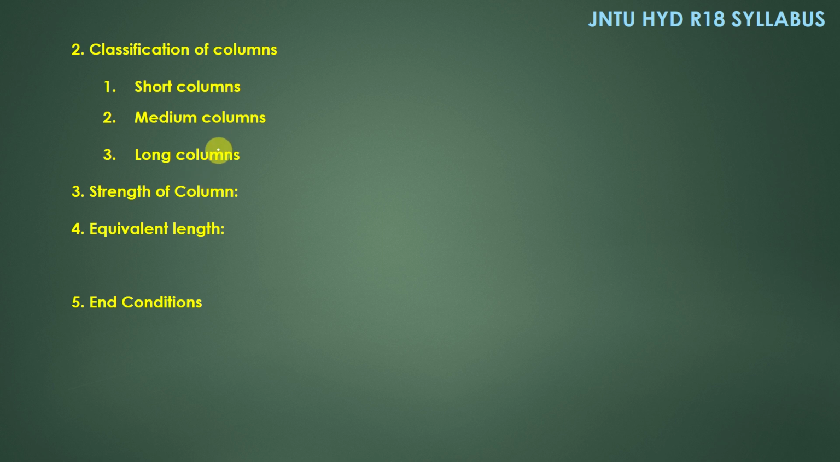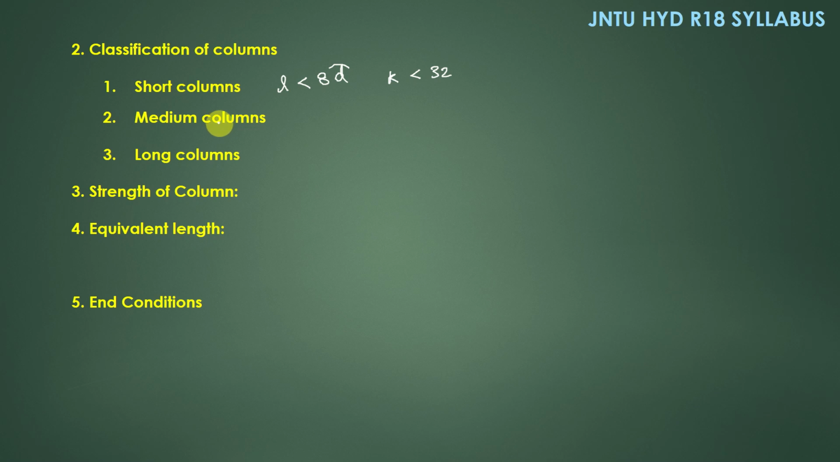And let us see what are the different types of columns. So we have short columns, long columns, and medium columns. Short columns are generally those whose length is less than 8 times the diameter. So the condition is diameter or cross sectional dimensions, and slenderness ratio, that is K, should be less than 32. Then we can say those are short columns.